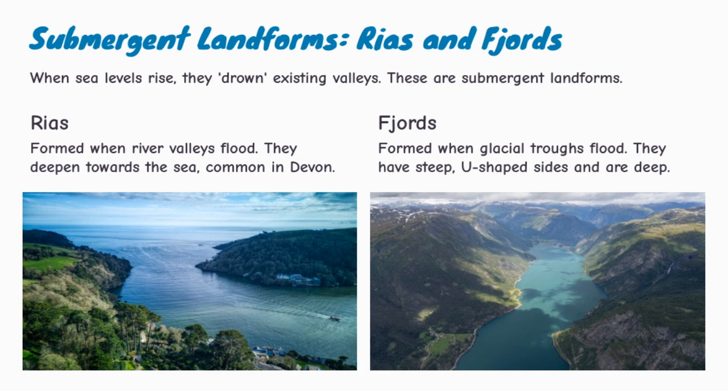A fjord is a drowned glacial valley. It forms when sea level rises and floods a valley that was carved by a glacier. Because glaciers carve deep U-shaped valleys with steep sides, fjords are often deep, narrow, and steep-sided. So both rias and fjords are flooded valleys, but they have different origins. Rias come from river valleys. Fjords come from glacial valleys.